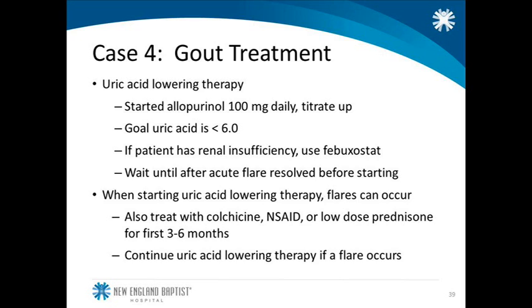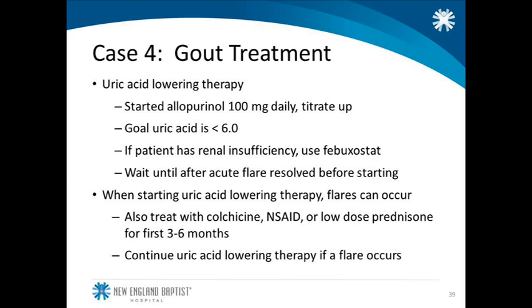If a patient has renal insufficiency, febuxostat or Uloric is usually a better choice. The reason for this is that renal insufficiency increases the risk for adverse reactions to allopurinol. It's important to wait until after the acute gout flare is resolved before starting a uric acid lowering therapy, because these medications, if started during a flare, can make the flare worse and make it last longer.